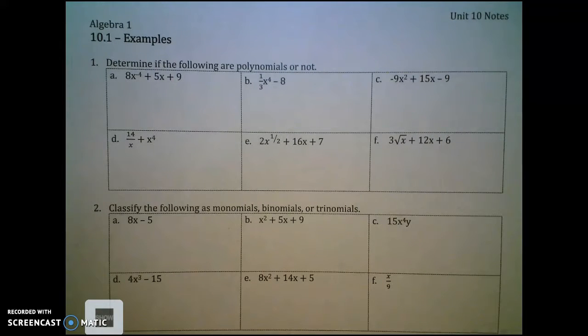Alright, these are 10.1 examples to give us a little extra practice in identifying, classifying, and labeling polynomials. So in this first example, we want to determine if the following are polynomials or not.